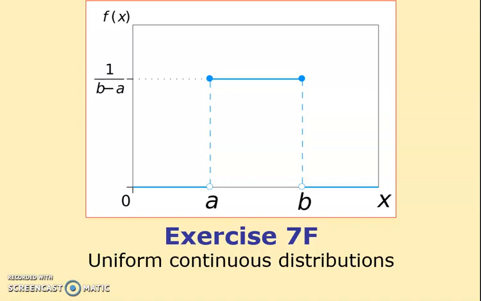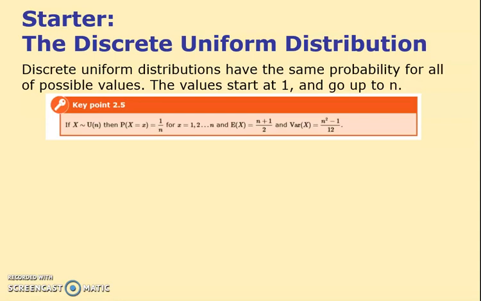Now this actually builds on some work we saw before, which was called the discrete uniform distribution. In the discrete uniform distribution, everything that can happen has the same probability. So for instance, you think of a die. When you roll a die, everything has the same probability. It goes from 1 to 6, and therefore all probabilities are equal to a sixth.